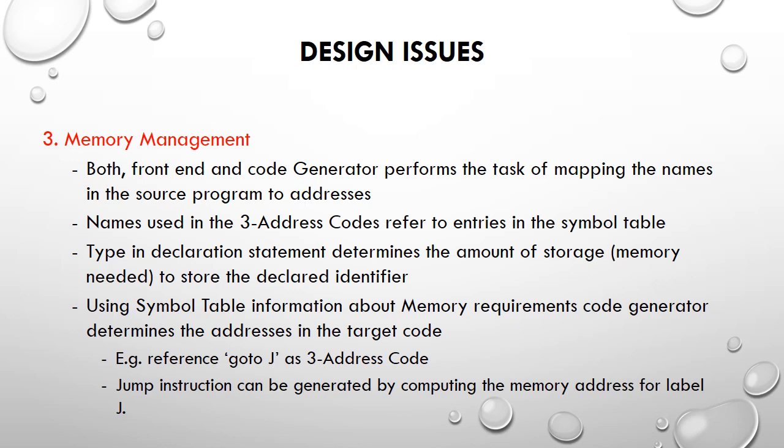Using symbol table information about memory requirements, the code generator determines the addresses in the target code. For example, this is about relocatable code. If we have written goto J as a 3 address code, a jump instruction can be generated by computing the memory address for label J. This label J will be assigned some memory address, and goto J will refer to some location in main memory, which is defined by the address of J.